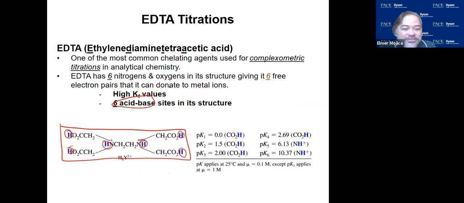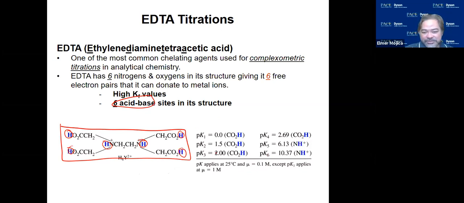So this is the most common chelating agent. If you have a problem with metal intoxication in your body, usually they ask you to take EDTA to remove them. Now, having 6 acid-base sites means having 6 pKa values.